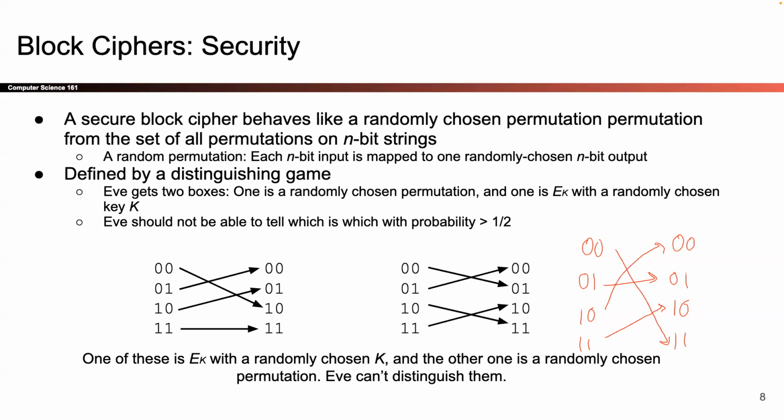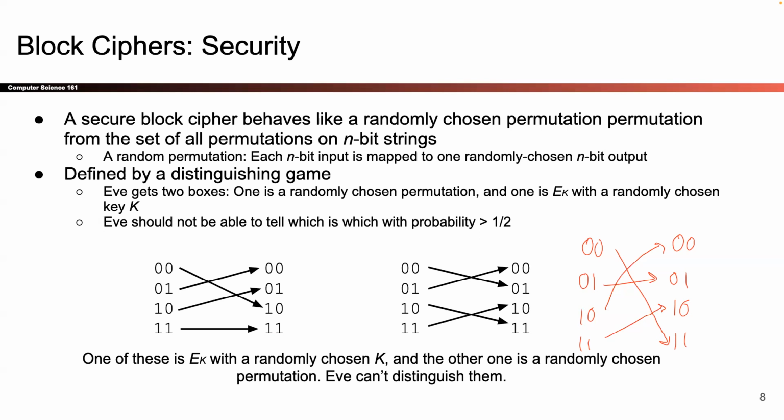And so what we are saying is that if the set of arrows that fell out of the encryption function look exactly like, or behave just like, this completely random arrow drawing version that we saw here, then this block cipher is secure. So, well, what do I mean by that? That seems kind of a weird definition.